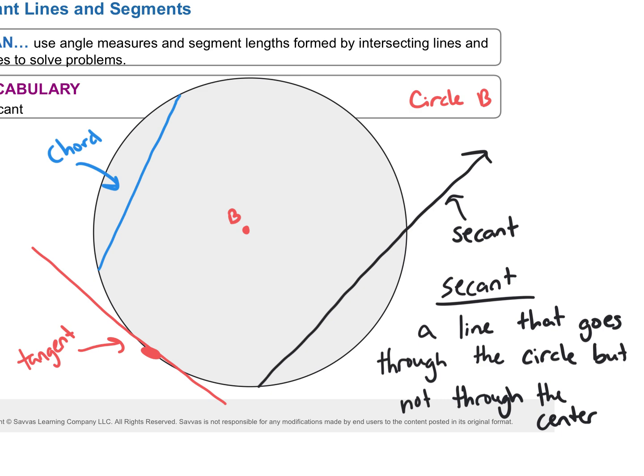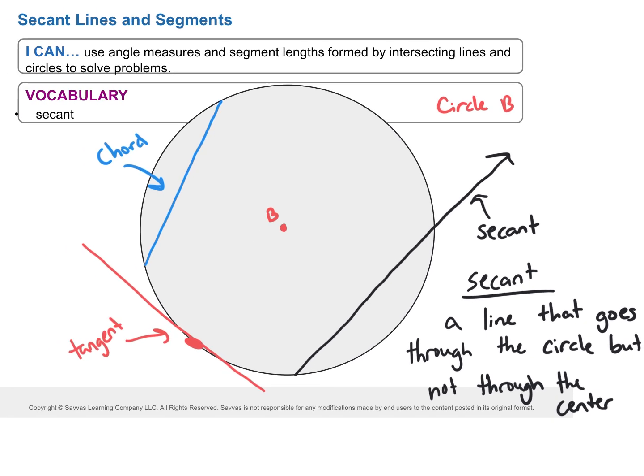Okay, what do you notice about all three of these lines, the chord, tangent, and secant? None of them go through the center. What's the only line that goes through the center? The diameter, okay, and the radius is attached to the center. But none of these lines go through the center. Again, reminder, a chord is connected at the endpoints, a tangent is on the outside connecting at one point, and the secant goes through.